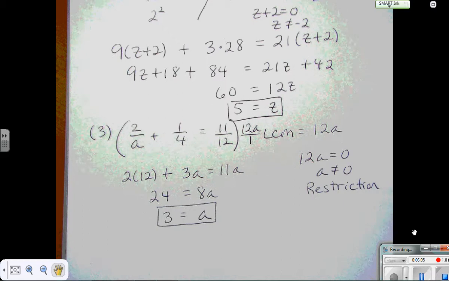Any questions? So you have a restriction of 0, but your value for a when you solve it is 3.